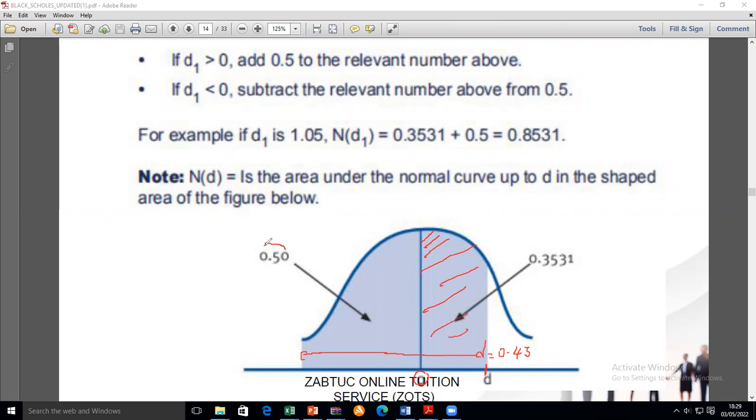This portion is 0.5 because the whole curve covers 100% area. So half of the curve is 0.5. From there to there, whatever we read, we only read this. Then we add a 0.5 to represent this portion here. The 0.18 is also the same thing, it's after 0. So again, whatever we read on 0.18, we're going to add a 0.5. This is the explanation that we have here.